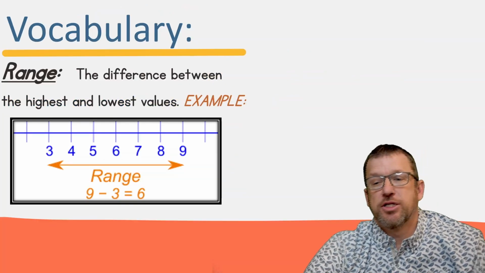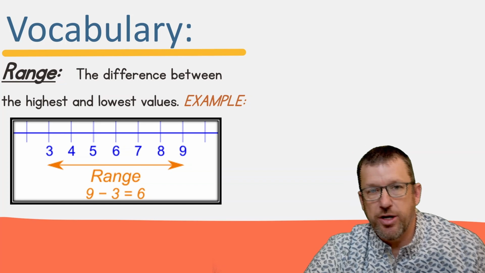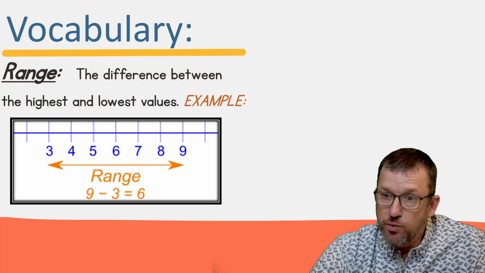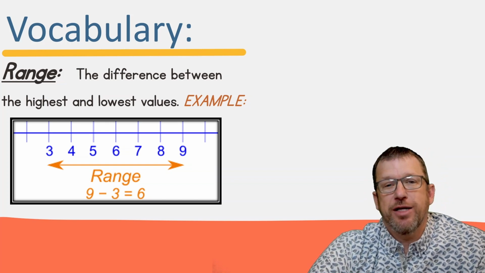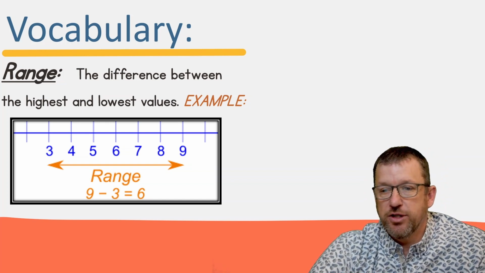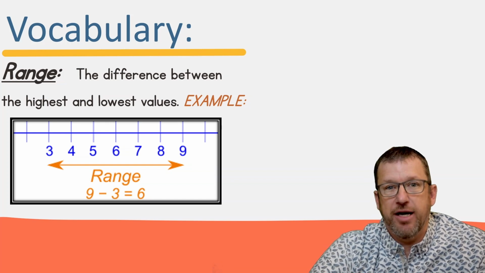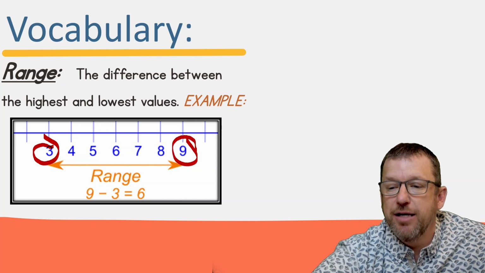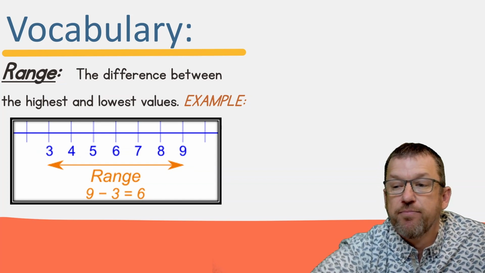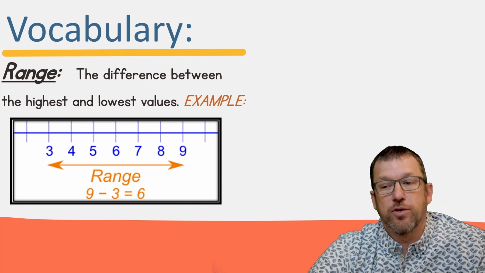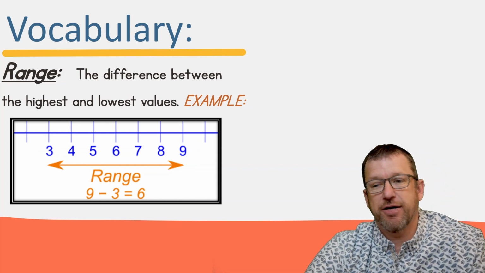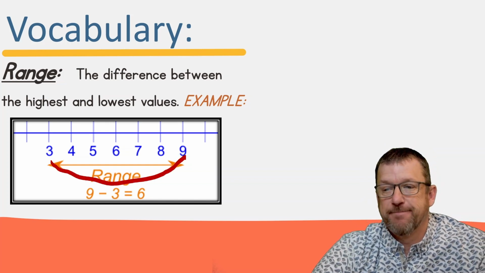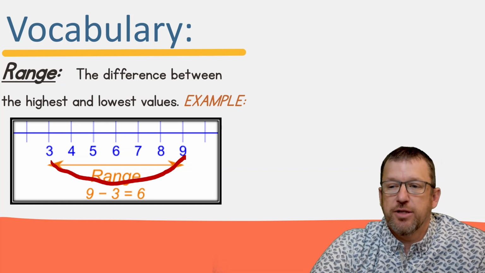All right, let's do a little vocabulary. Vocabulary is going to be sprinkled in and out of this whole video, instead of doing it all at the beginning. We're going to start with range, and the range is just the difference between the highest and lowest value. So if I had a bunch of data points and my smallest number was 3 and my largest number was 9, the range is simply the difference between those. What's 9 minus 3? Or how far apart are they? So the range there is 6. The distance from our lowest to highest number is 6. That's the range.